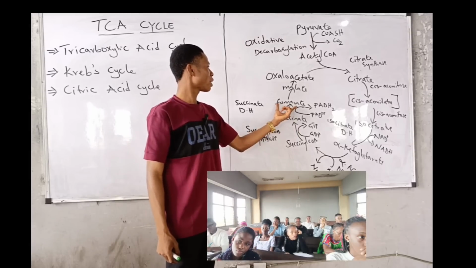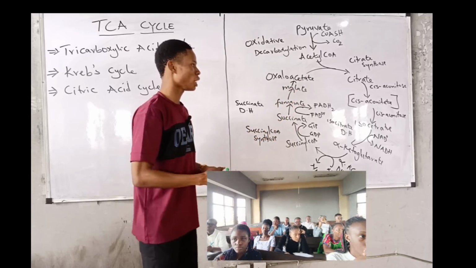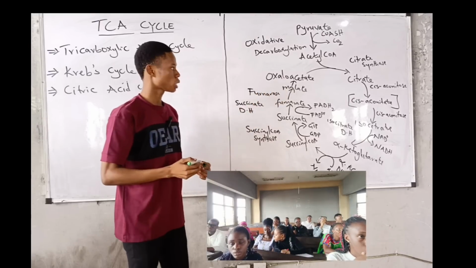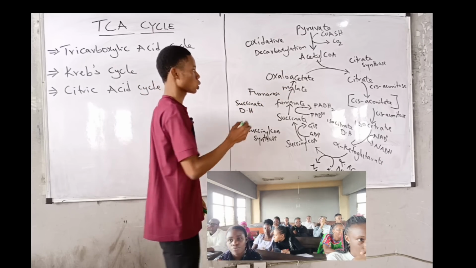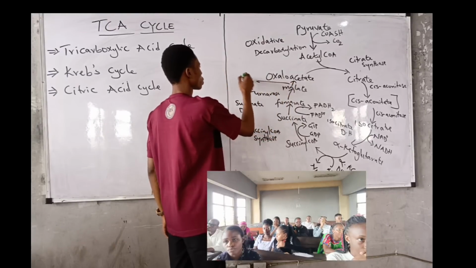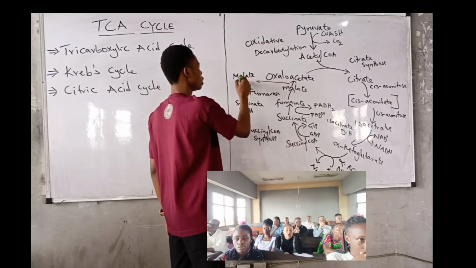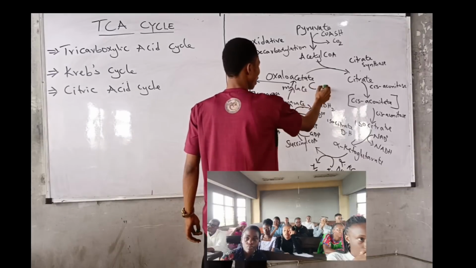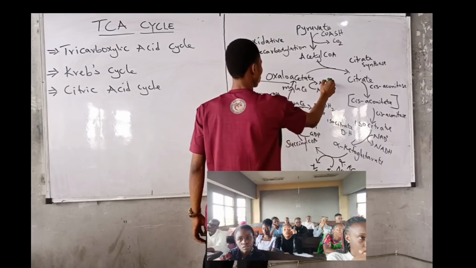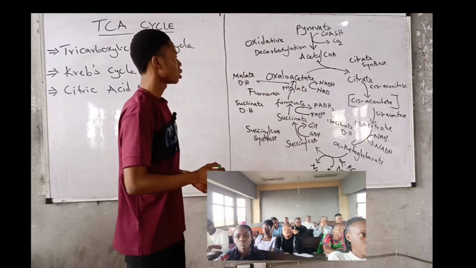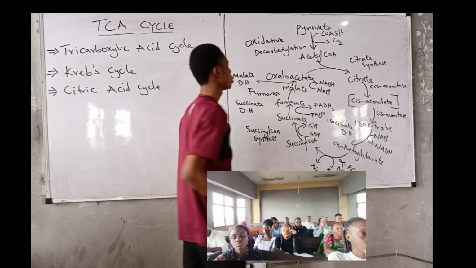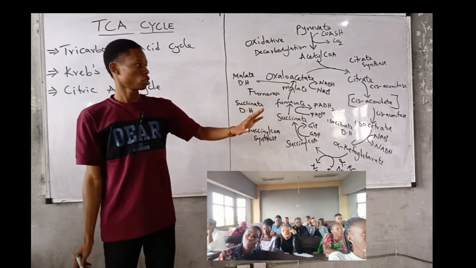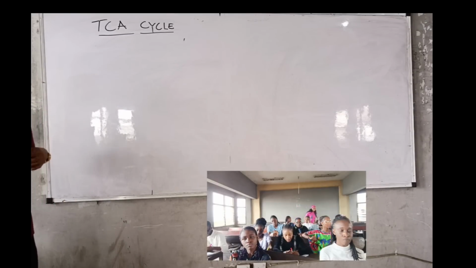Now, fumarate to malate. What's the name of the enzyme? Fumarase, right? Nothing is converted to nothing. Then from malate to oxaloacetate, the enzyme here is malate dehydrogenase. And as we said, dehydrogenase, what is converted to what here? NAD plus is converted to NADH. Good. This is your TCA cycle. But don't write here too. Alright, so let's take this.